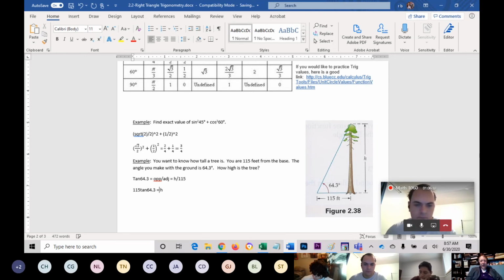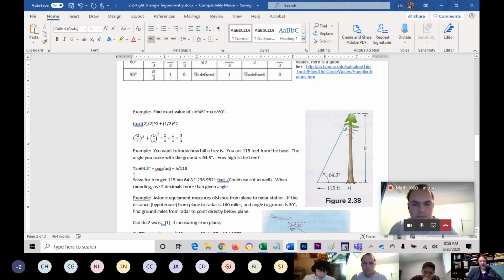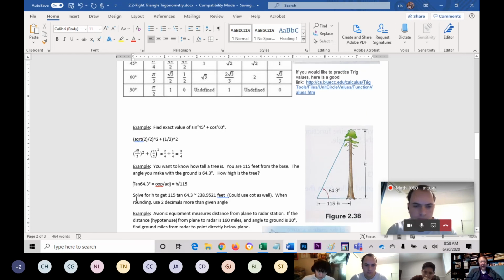Now, I did find out something interesting here. I'm going to give you the answer, but then I want to show you something I found out today as I was doing this, and I was glad I did. So solve for H. You're going to get 115 tangent of 64.3. The correct answer is 238.95 feet. We could have used the cotangent as well. When rounding, the book says use 2 decimals more than the given angle. Since I gave you 1 decimal here, go at least 2 more, so I'd go 238.952.